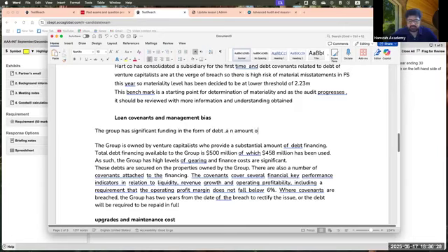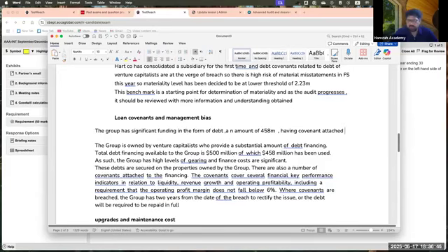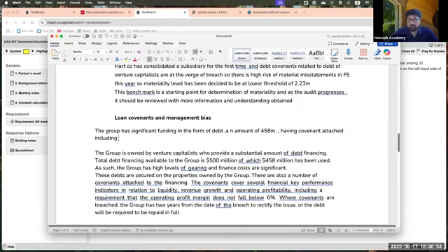An amount of 458 million, having covenants attached. What are the covenants? The covenants are revenue growth, operating profitability, and that the profit margin does not fall below 6%. Three covenants.